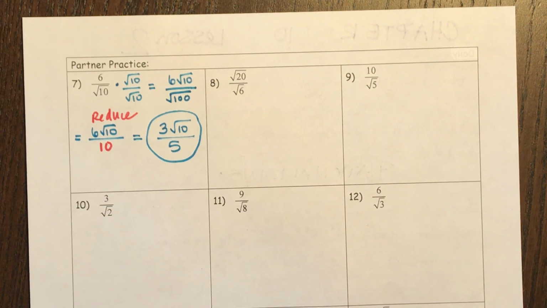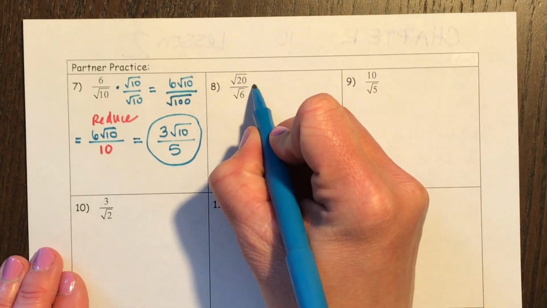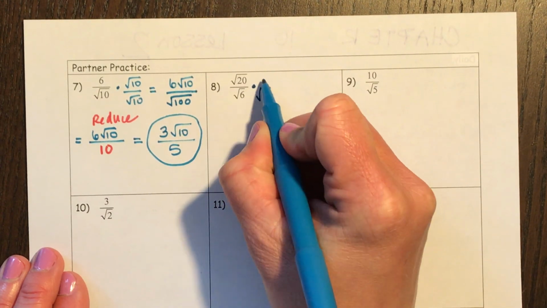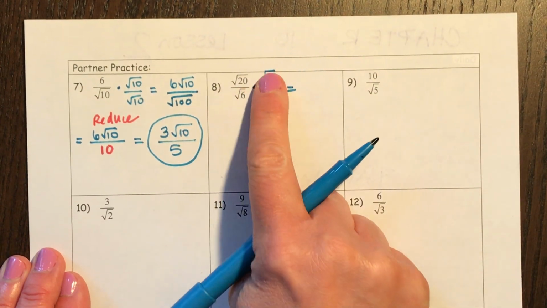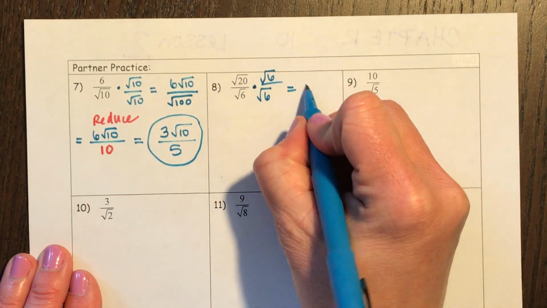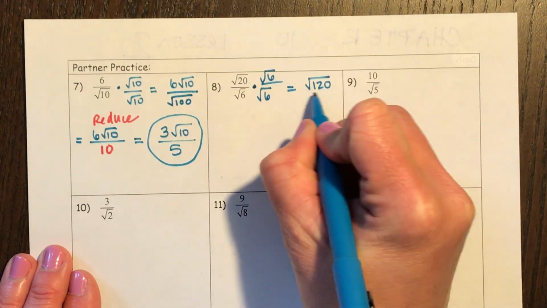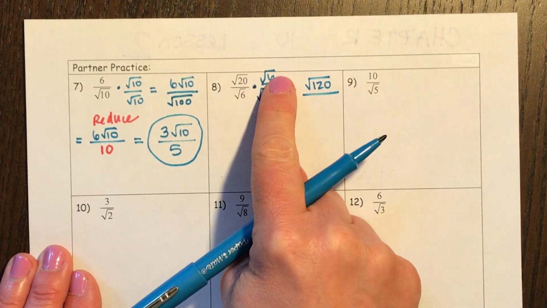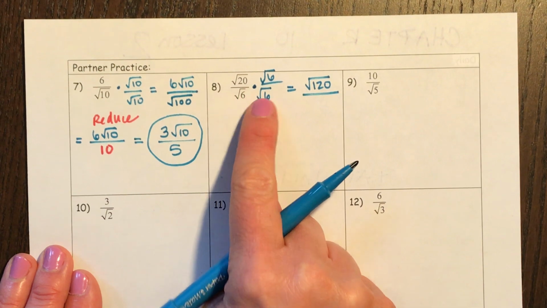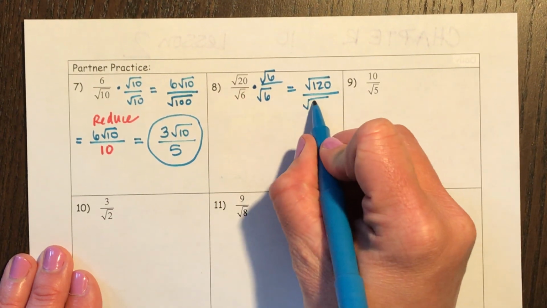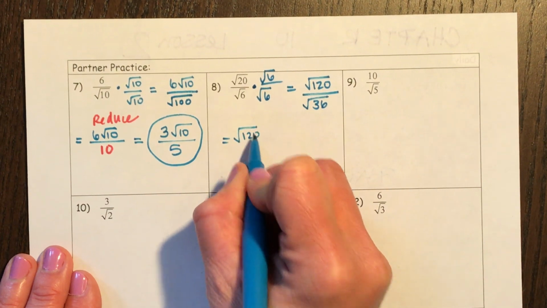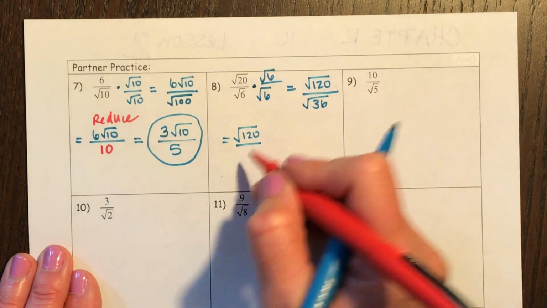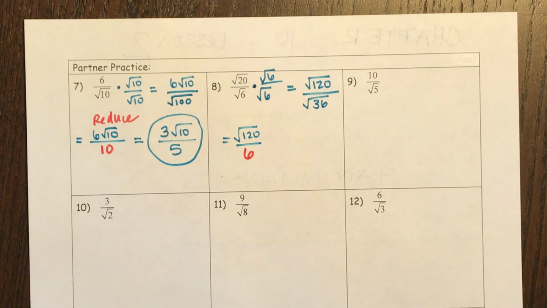So the most simplified way of writing 6 over the square root of 10. Now number 8, we have square root of 20 over the square root of 6. I'm going to multiply by square root of 6 times square root of 6, top and bottom. 20 times 6 is 120. I can multiply these together because they're both under the radical, and 6 times 6 for the bottom is 36. Okay, so I have square root of 120. Square root of 36 is really a whole 6.